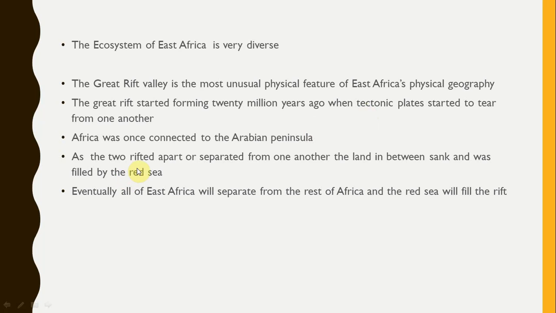As the two rifted apart, or separated from one another, the land in between sank and was filled by the Red Sea. Eventually, all of East Africa will separate from the rest of Africa, and the Red Sea will fill the rift. So if it started as one part, Africa was only one part which was connected to the Arabian Peninsula. Then what happens to the tectonic plates?